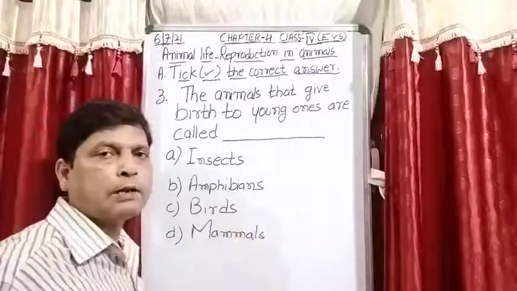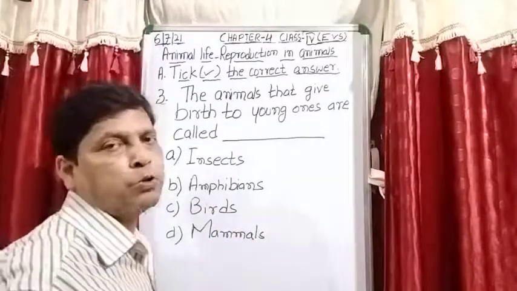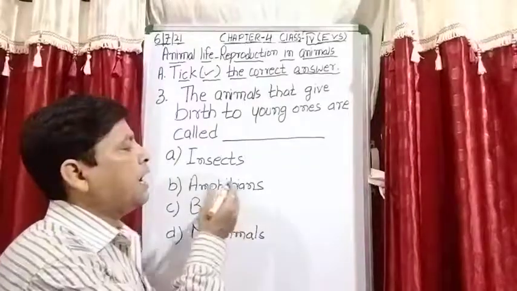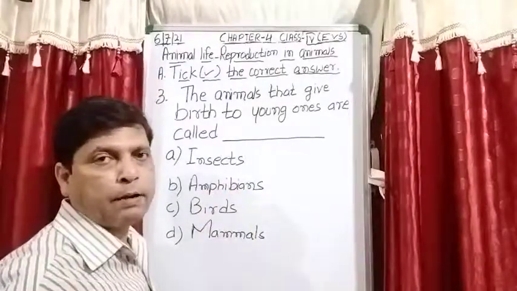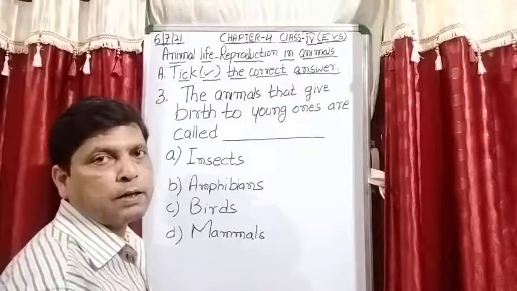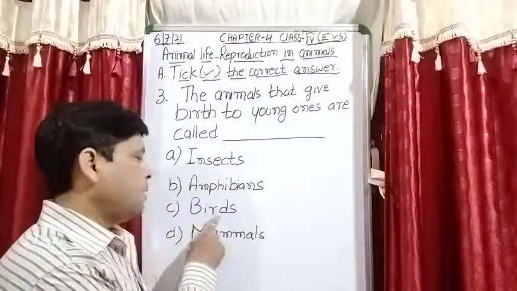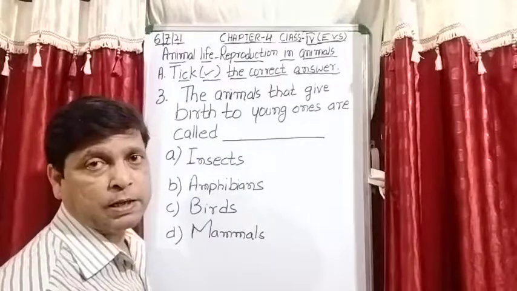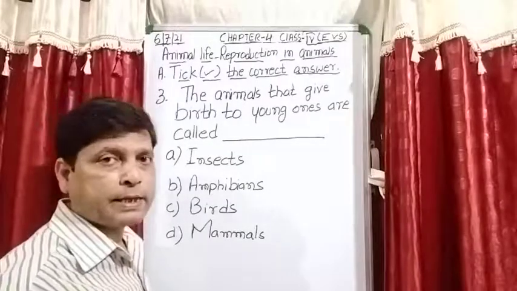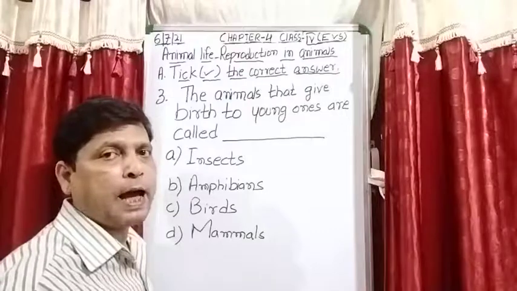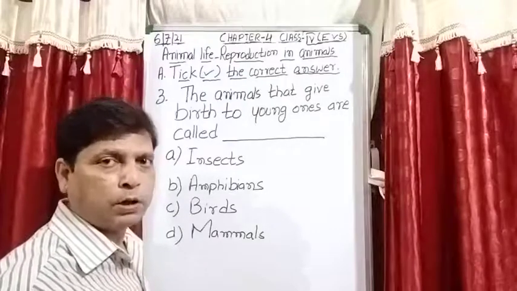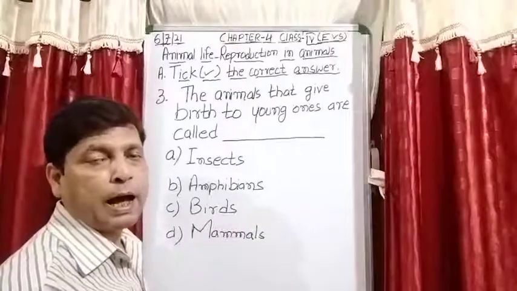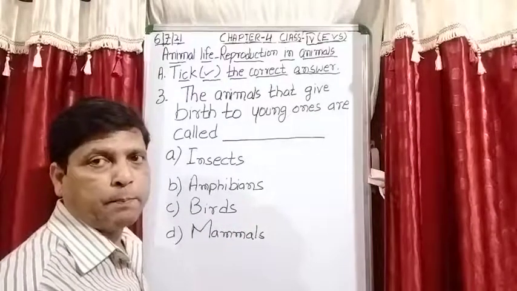Amphibians, frog is also an amphibian. I have already explained the life cycle of a frog also. So they also lay eggs and from the eggs their young ones come. Birds also come in the category of oviparous animals because they make nests and then they lay eggs, hatch the eggs, and the young ones come out. So birds also lay eggs and from the eggs their young ones come.